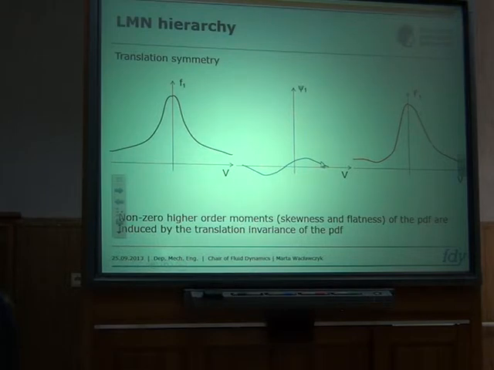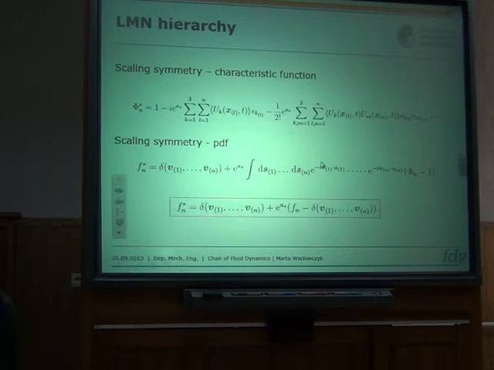it tells us how such a symmetry influences the fluctuation of the instantaneous velocity. It simply changes the form of the probability density function. Now, the second was the scaling symmetry.